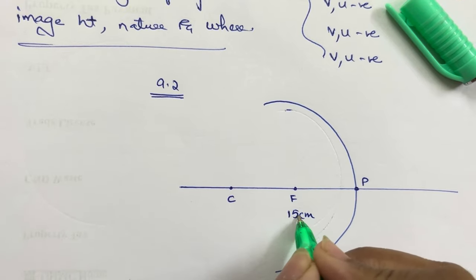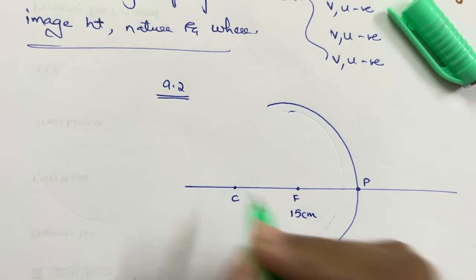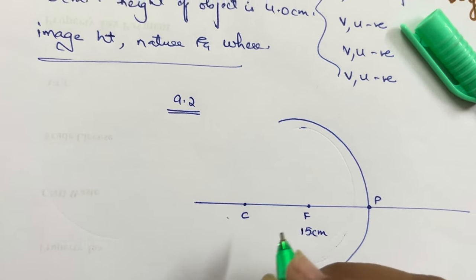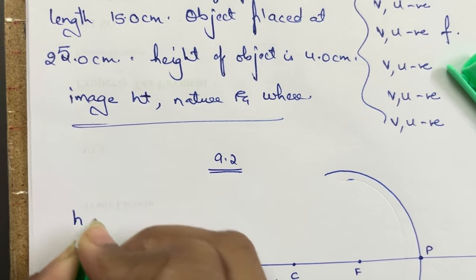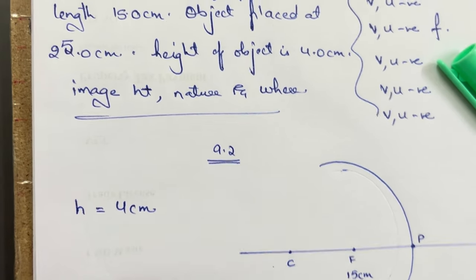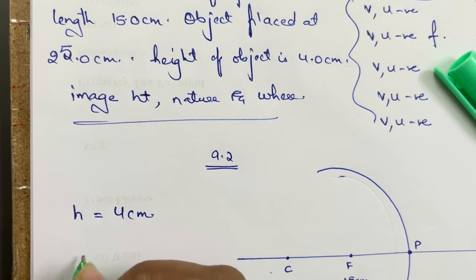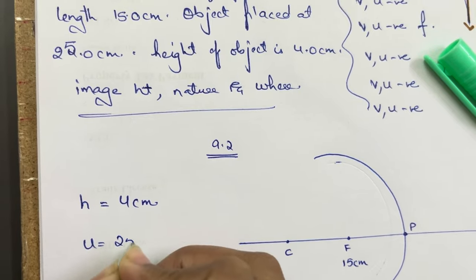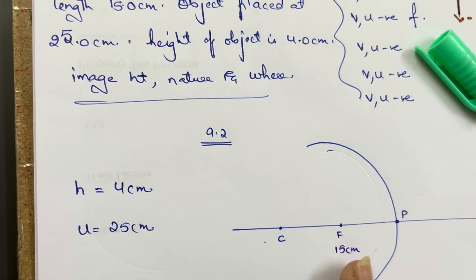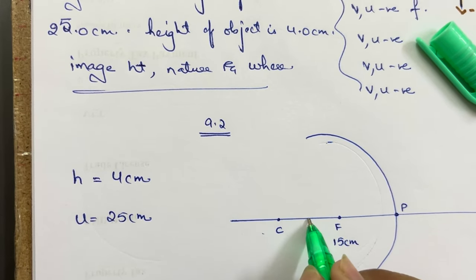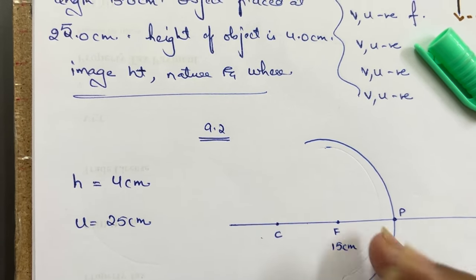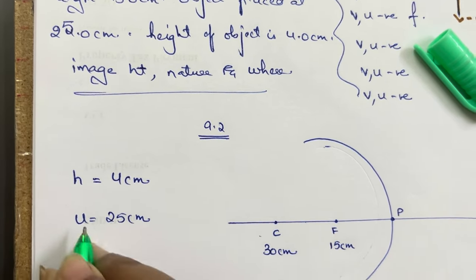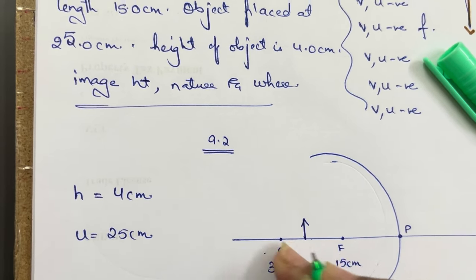So the focal length is 15 centimeters and the center of curvature will be double that distance. Then the height of the object h is equal to 4 centimeters, which is given to me already, and the distance of the object u is equal to 25 centimeters. Now where is the object kept? If the center of curvature is double of 15, that is 30 centimeters, then the object is kept between C and F.